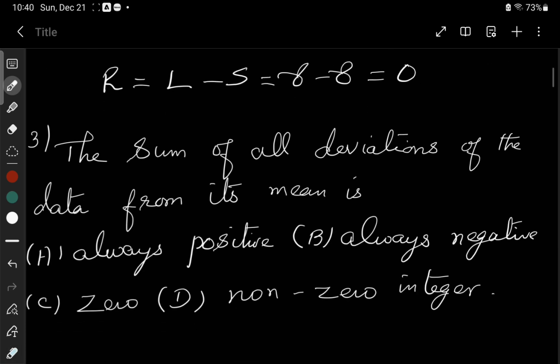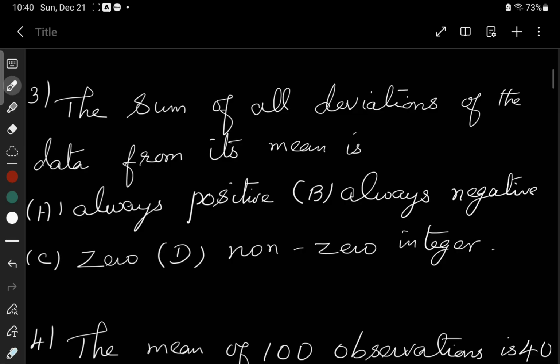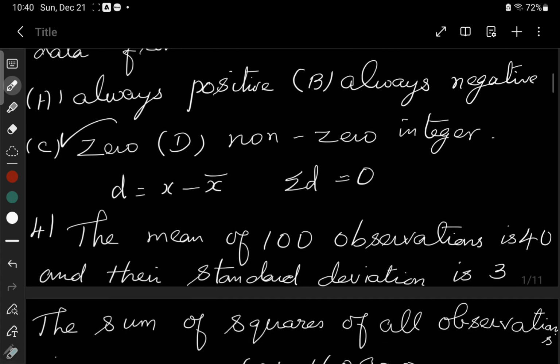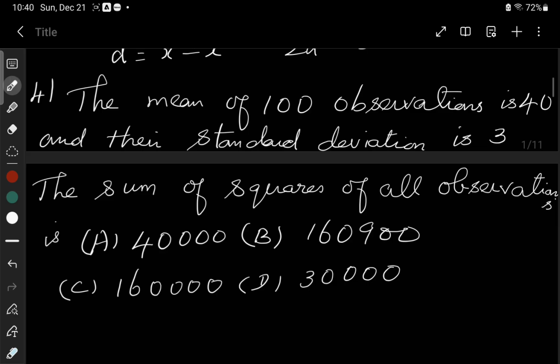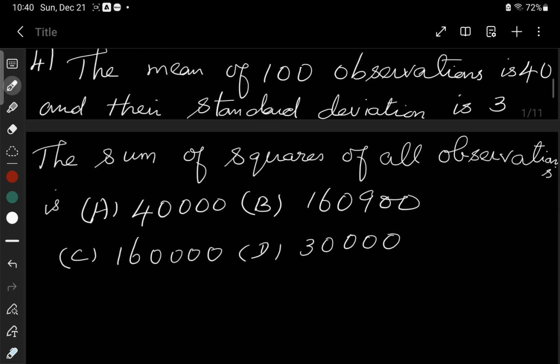Third question, the sum of all deviations of the data from its mean: always positive, always negative, 0, non-zero integers. When we find the standard deviation, in the deviation column we find x minus x bar. That is the deviation from the mean. If you find the summation of deviation, you will get 0. Sigma d is equal to 0. Option C.